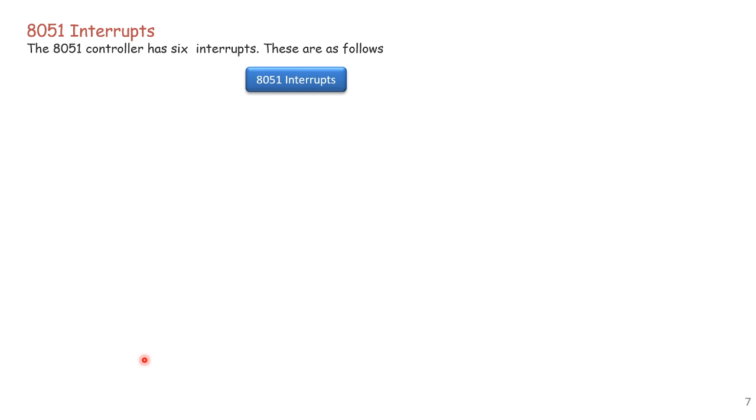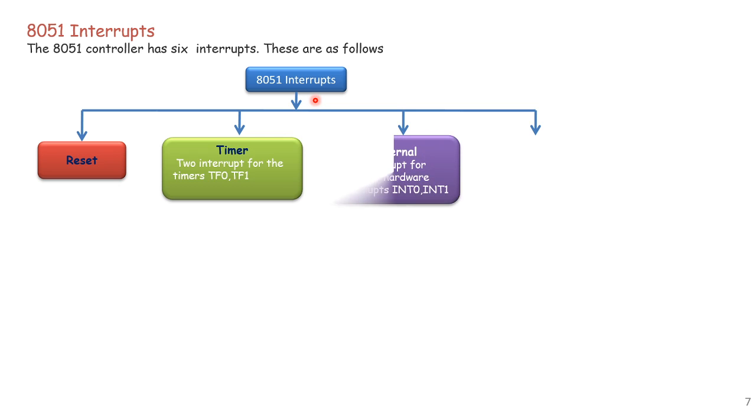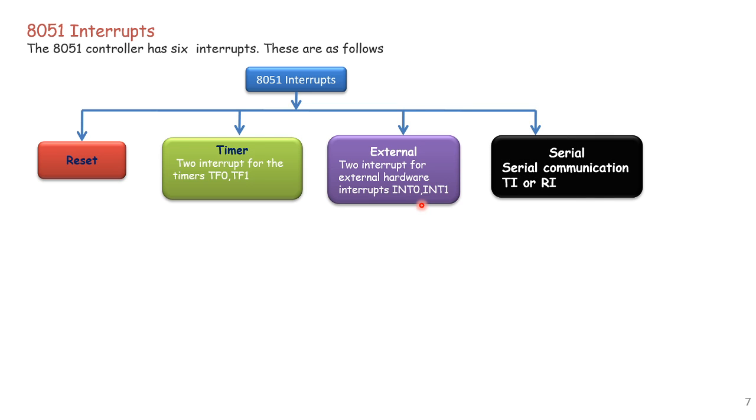8051 interrupts. The 8051 microcontroller has 6 interrupts. These are as follows. First one is reset. Second is timer: 2 interrupts for the timer, TF0 and TF1. When rollover occurs, TF0 is for timer 0 and TF1 for timer 1. Then external interrupts: the 2 external hardware interrupts, INT0 and INT1. And the serial communication interrupt, TI and RI. So these are the interrupts.